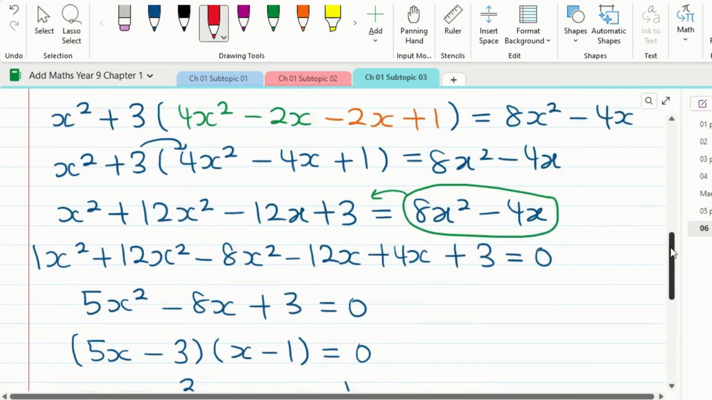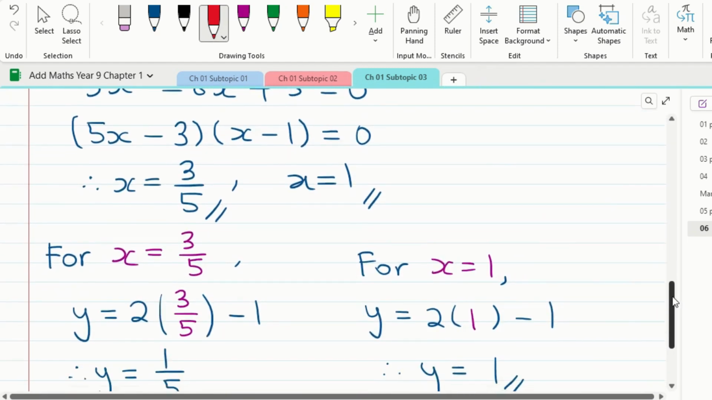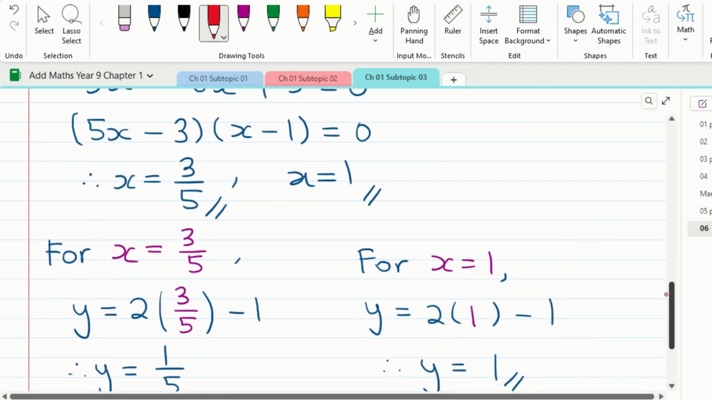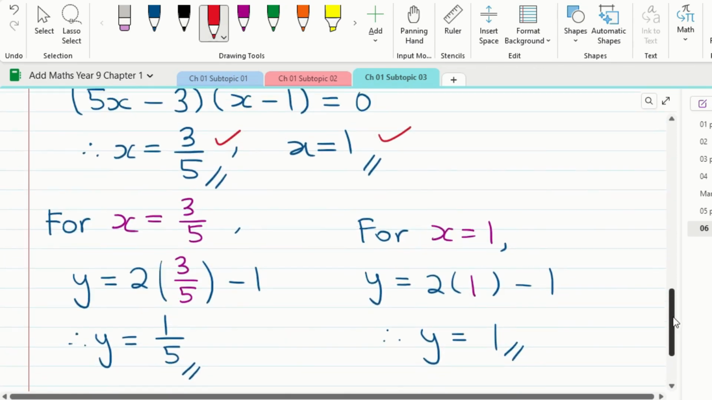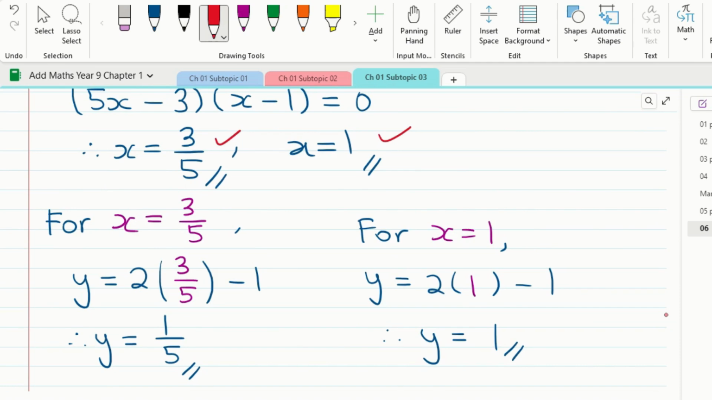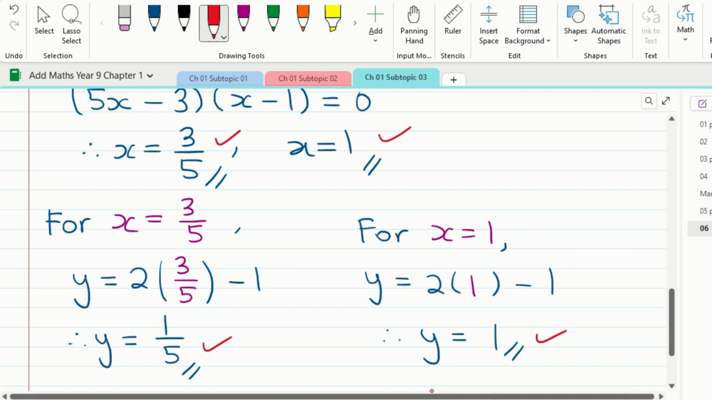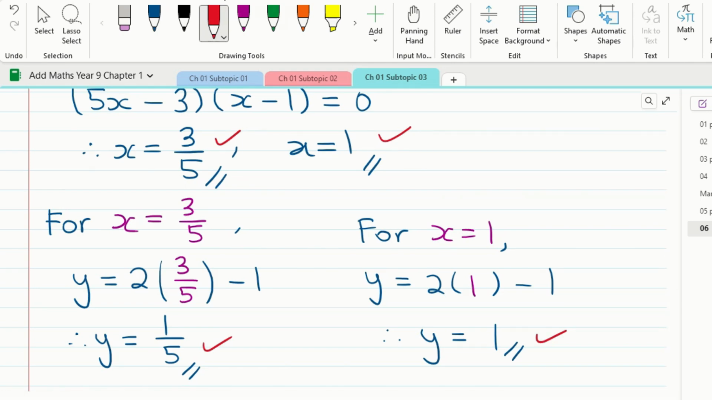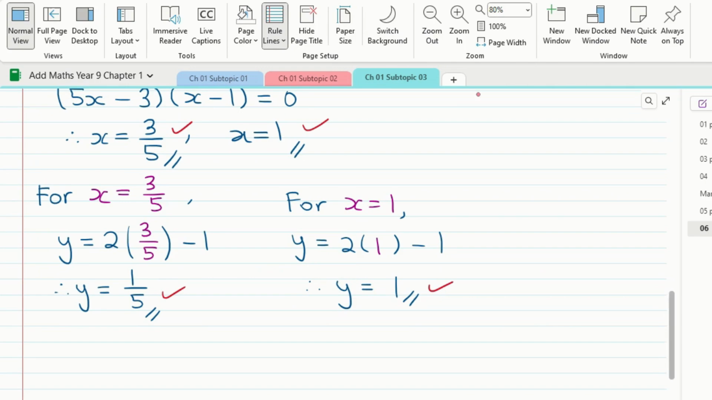Now briefly explain for the final example. For the values of x that you will get, you should have 3/5 and also 1 for the x. And then as for the y for each solution, for x equals to 3/5, you must get y equals to 1/5, and for the second solution, for x equals to 1, y equals to 1. So that's how you obtain all the solutions.